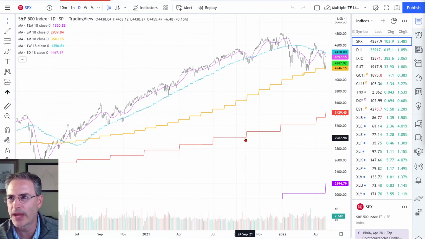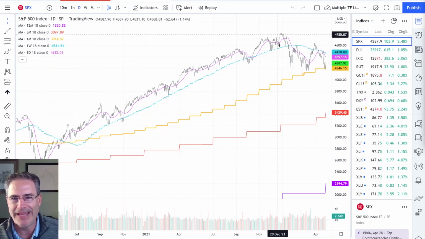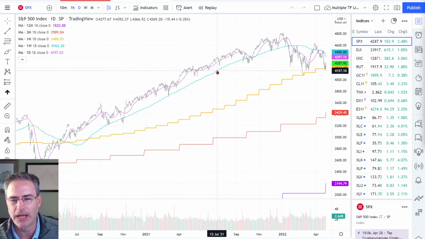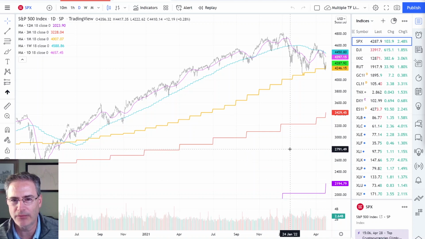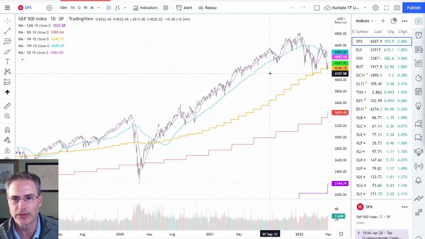I don't usually do that, but this is my 18s chart. It's a timeline chart, basically. I've got 18-day, 18-week, 18-month, 18-quarter, and 18-year moving average lines, all loaded on here. And that's what these are listed over here on the left.